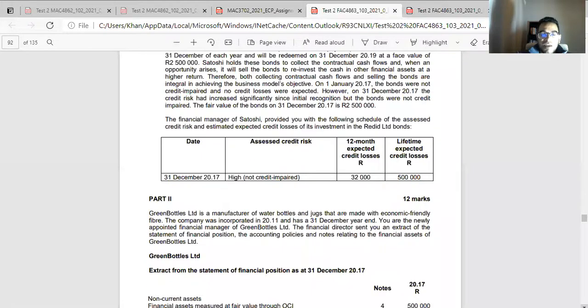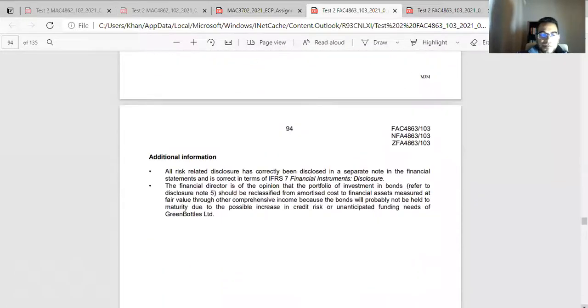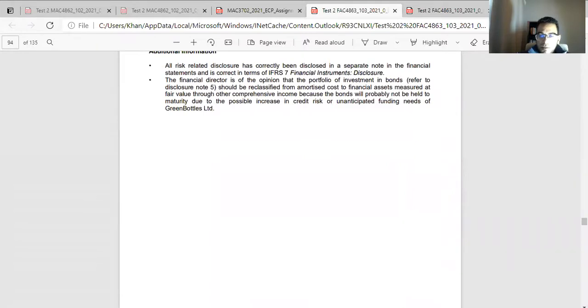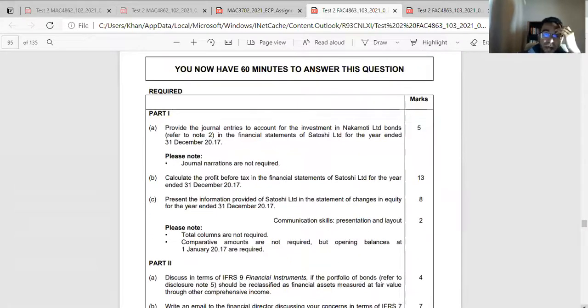So now let's read the required, and then we will attempt it. We will do part A and part B. We will deal with part C with part 2 tomorrow. They say: provide the journal entries to account for the investment in Nakamoto in the financial statements of Satoshi Ltd for the year ended 31 December 2017. Journal narrations are not required.